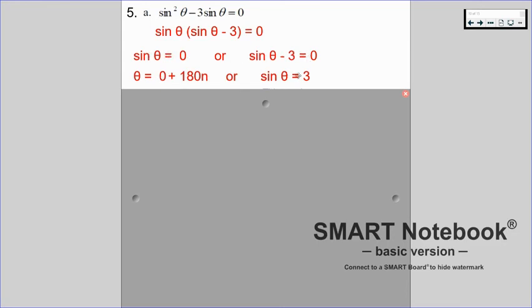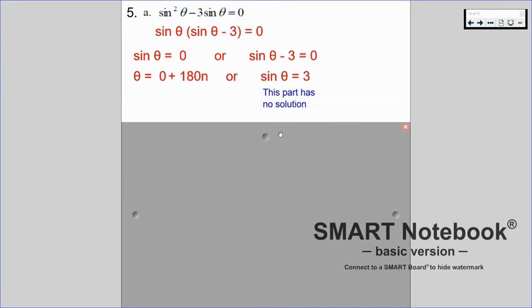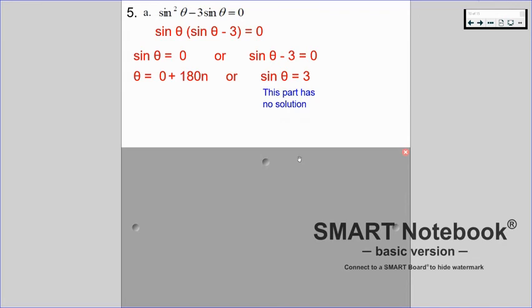And here I'm going to add 3 to both sides. I get sine theta equals 3, and that never happens. So I don't have a solution for that side. So that's it for 5a.